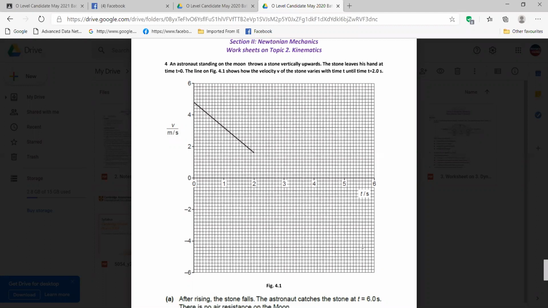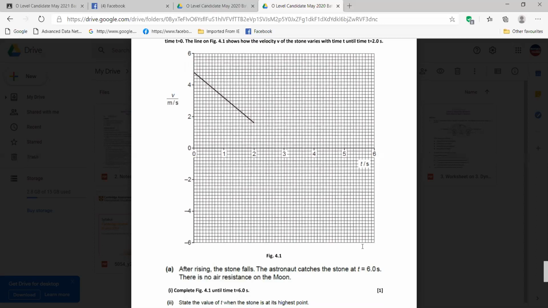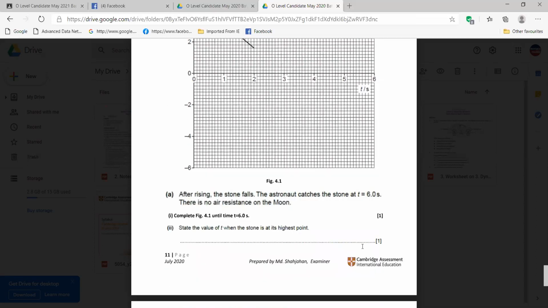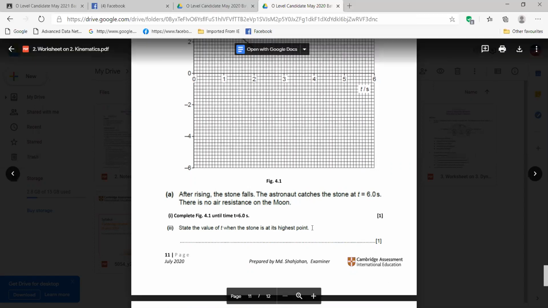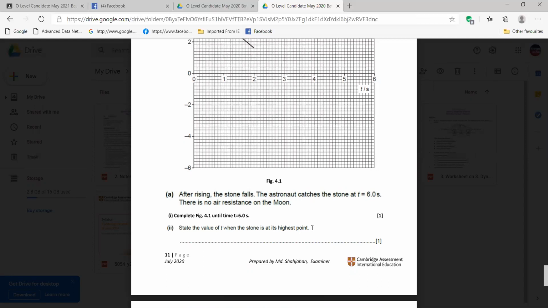Now it's clear. Yes. And the second part, they are asking you to state the value of t when the stone is at its highest point. I already told you this. Can you tell me? Yes, t is 3. 3 seconds. Say the time, 3 seconds, with unit.